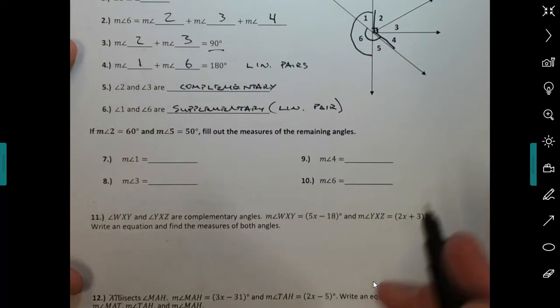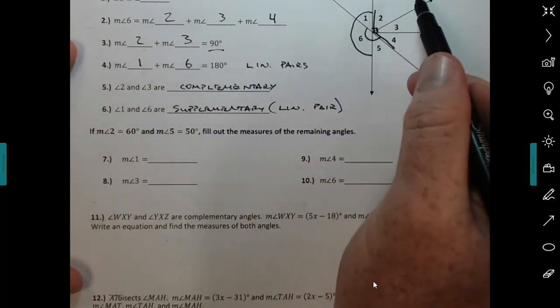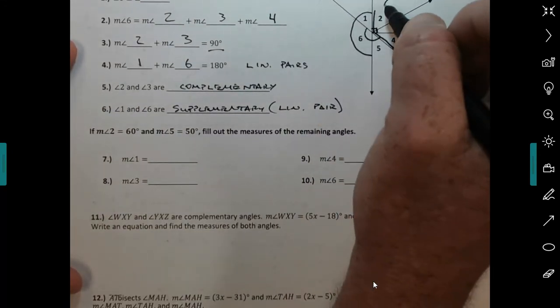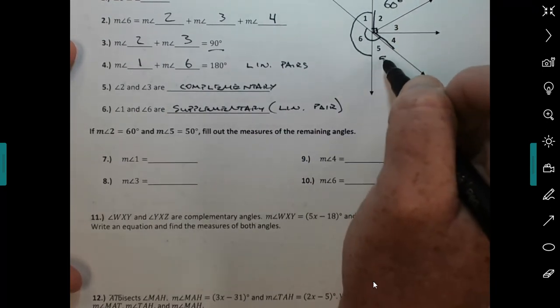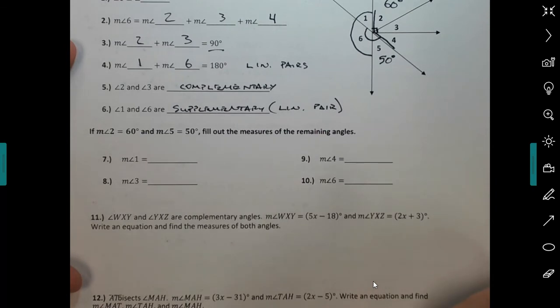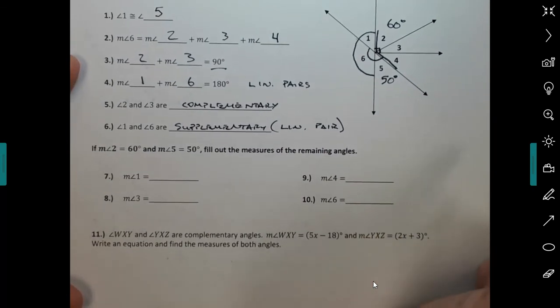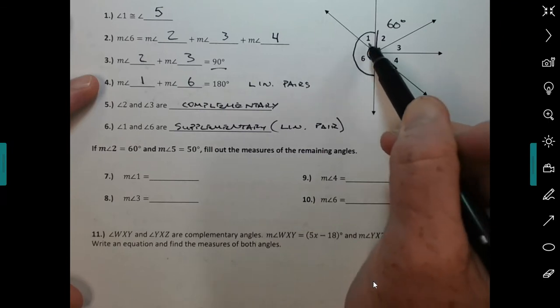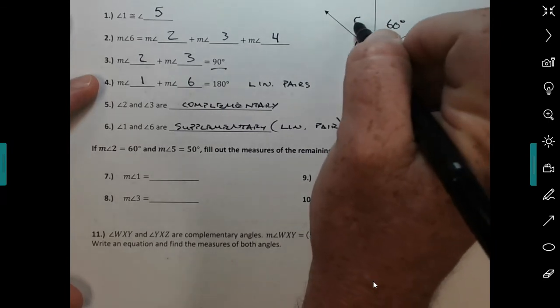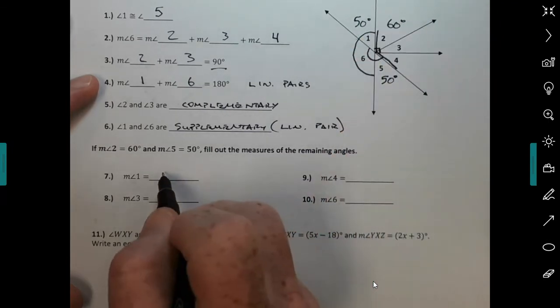Okay, now, same situation. If angle 2 happened to be 60 degrees, and angle 5 was 50 degrees, it's a really good idea to put them physically on that diagram. Now, let's see if we know the measures of any other angles. Well, we know if this is 50 degrees, angle 1, which is vertical to it, they have to be the same measure.